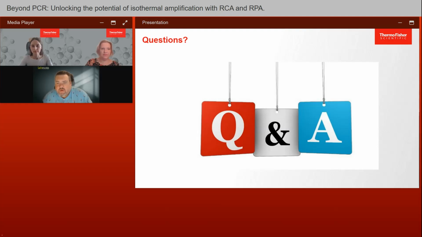Another one here for you. Let's see. Is multiplexing possible with isothermal amplification? Could the Thermo RPA kit reach so far in your own study?